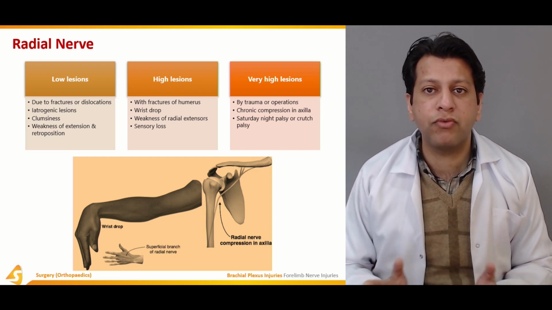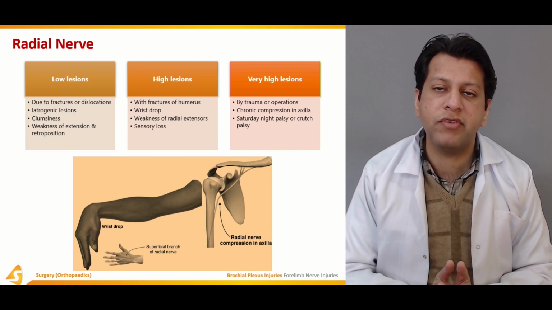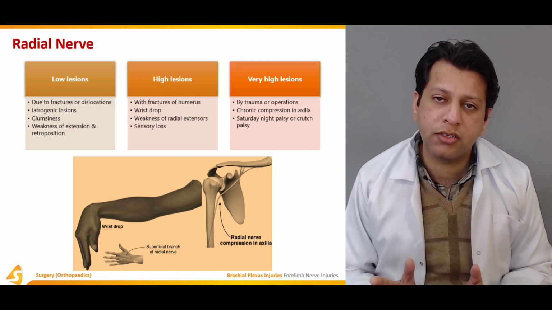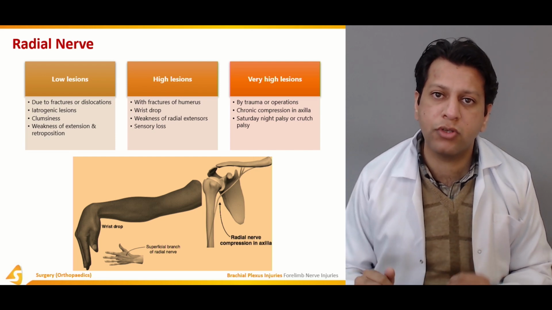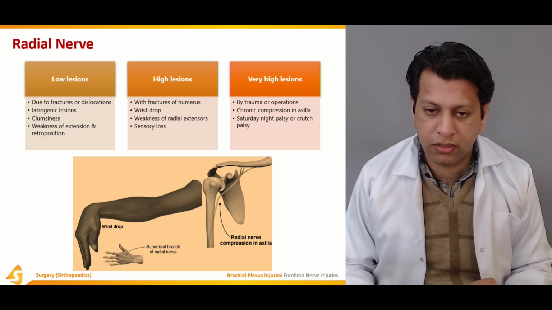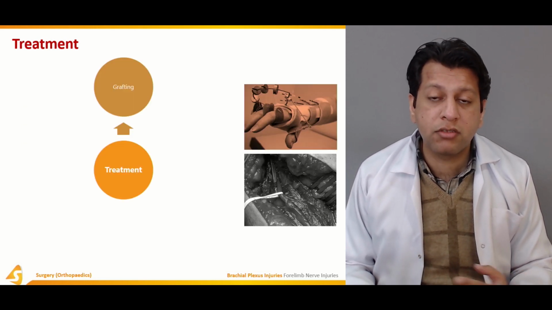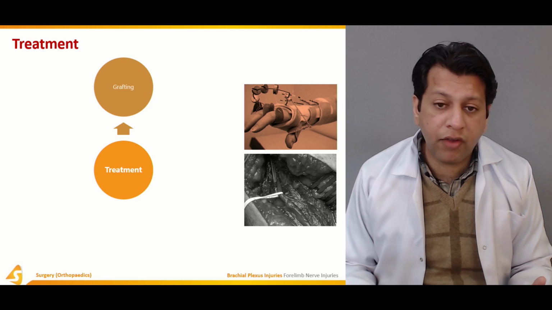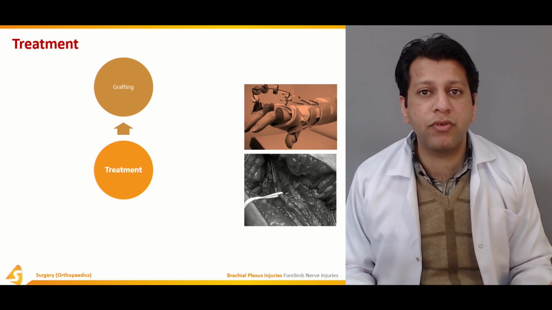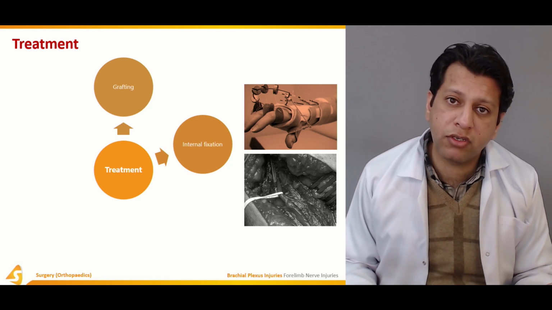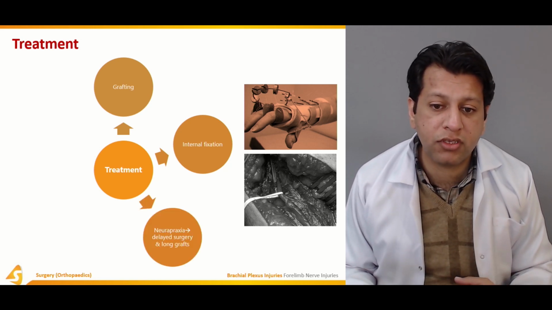How would we differentiate whether it's a high nerve injury, a very high nerve injury, or a low nerve injury? If triceps paralysis is present, then this would usually be a very high nerve injury of the radial nerve. Coming to the treatment, it could be grafting. If the gap is more than 2.5 centimeters, nerve grafting can be done. If it's associated with a fracture of the humerus, then internal fixation of the humerus can be done.